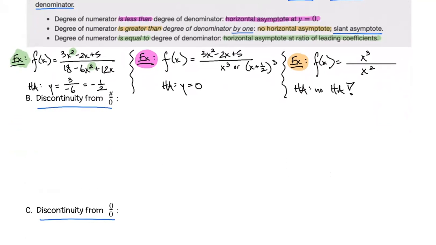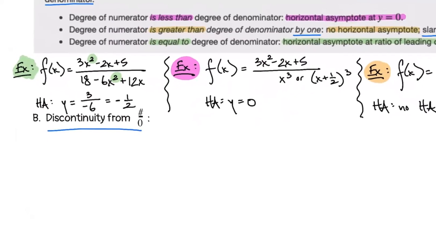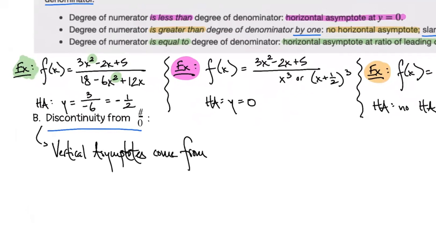So the first one is a discontinuity that happens when we take a number and we divide it by 0, okay? So what does this mean? This is actually where our vertical asymptotes come from. They come from a number divided by 0. Okay.